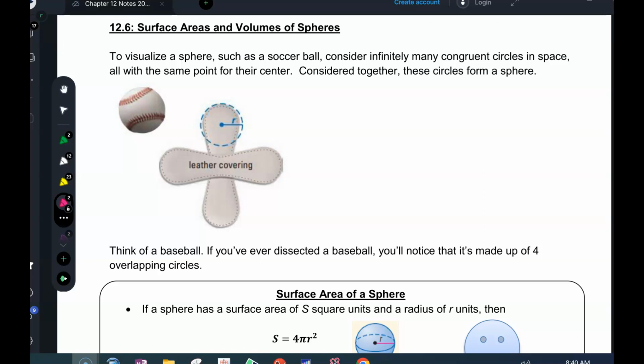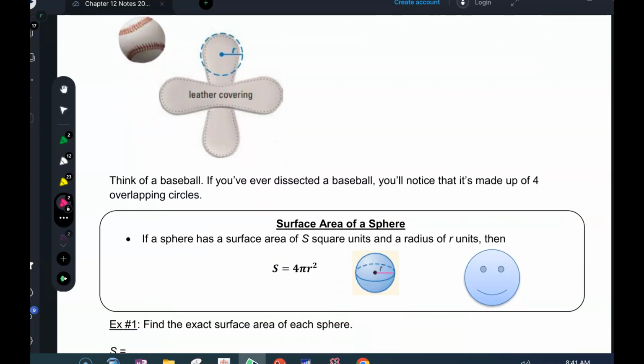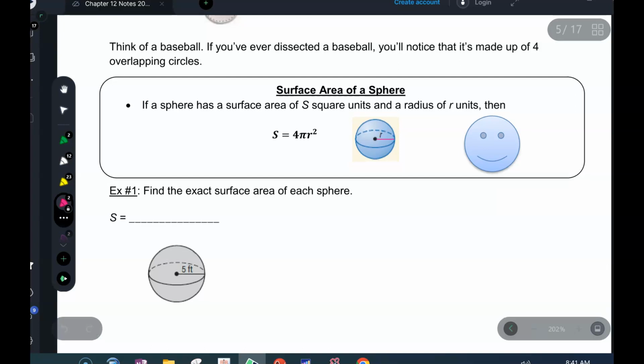It's a soccer ball and then they give us a baseball. No. And then it says think of a baseball. Who's ever dissected a baseball? If you've ever, nobody's ever taken apart a ball? No? I've never taken a ball apart.